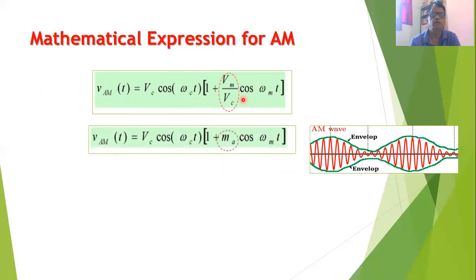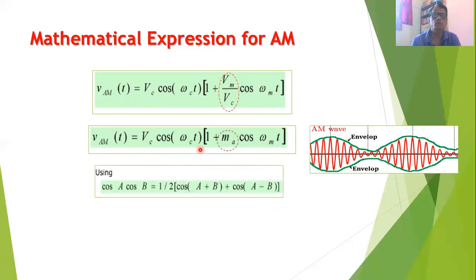So what we will do is that we will replace this term V_m upon V_c, that is the maximum amplitude of the modulating signal and the maximum amplitude of the carrier signal. So this is a ratio of the maximum amplitude of the modulating signal and the maximum amplitude of the carrier signal, and this ratio is being replaced by a term called m_a. So it is being called the modulation index. So we will get the expression for the amplitude modulated voltage as V_c cos of omega_c t in the bracket 1 plus m_a cos of omega_m t.